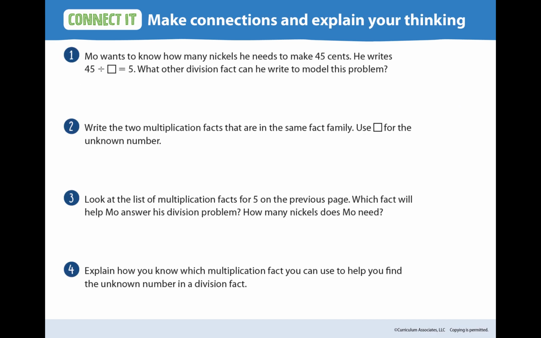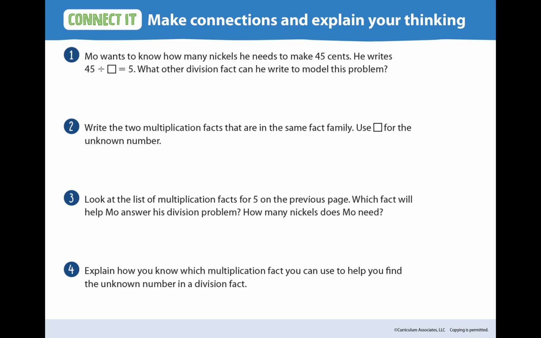Okay, here we go. So now I want you guys to make connections and explain your thinking. I'm going to have you do this part on your own since this is kind of a review, but I will read each of the questions. After I read the question, just make sure you pause the video, and then when you're done, you can go on to the next.